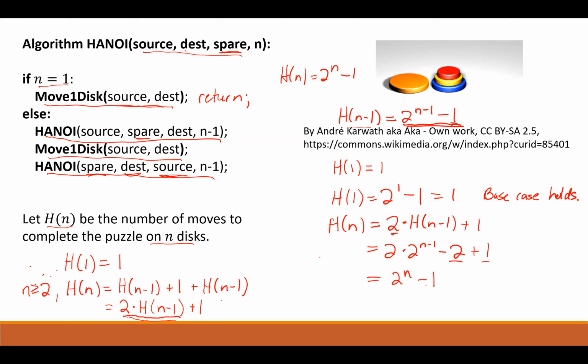Yeah, I just wanted to be clear, just because this makes mapping this to the base case easier. So I could have said here, if n is equal to 0, simply return without moving anything, right?